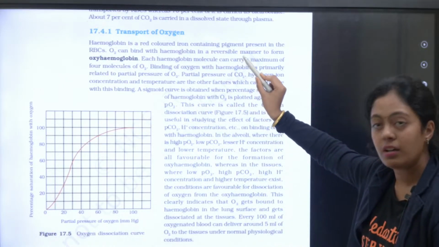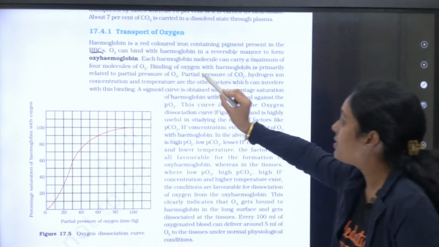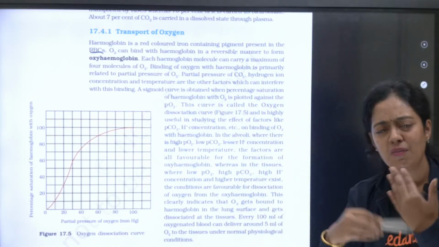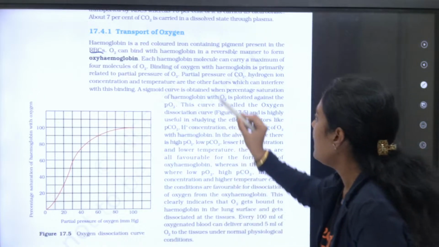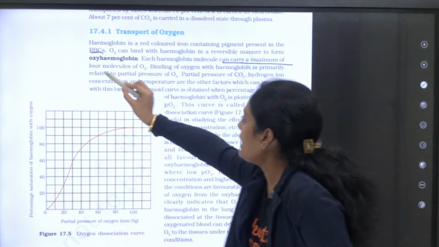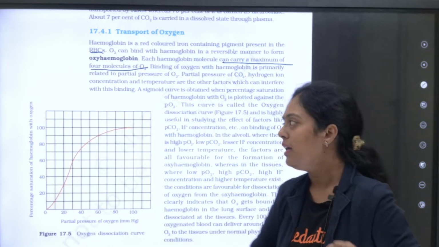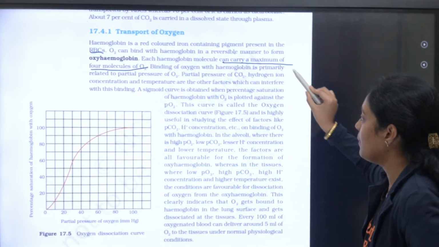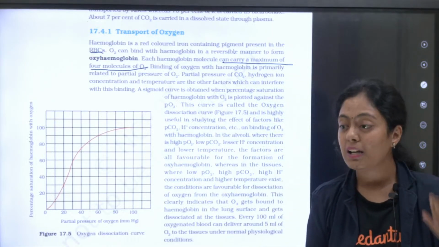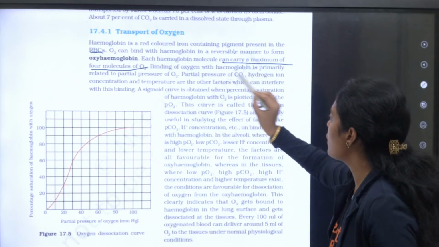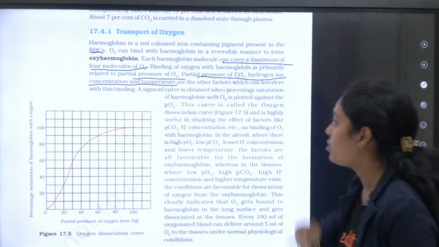Hemoglobin is red colored, contains an iron pigment, and is present in the RBC, right? Oxygen can bind with hemoglobin in a reversible manner to form oxyhemoglobin. That also I discussed. Each hemoglobin can carry a maximum of 4 molecules of oxygen. I discussed that with you. Binding of oxygen with hemoglobin is primarily related to partial pressure of oxygen. That also we discussed. Partial pressure of carbon dioxide, hydrogen ion concentration and temperature.